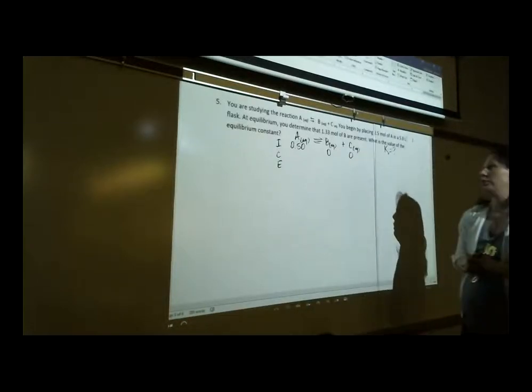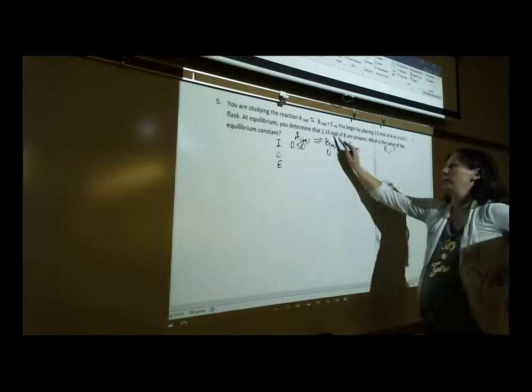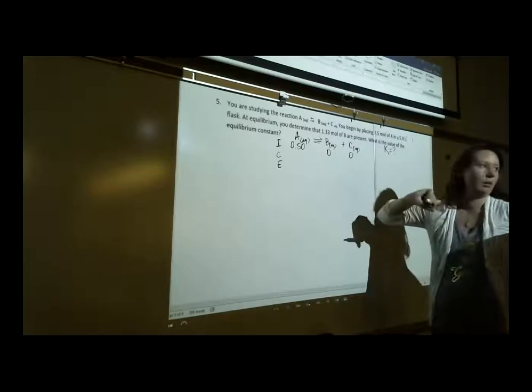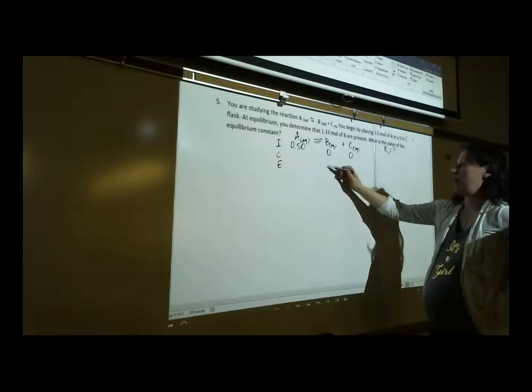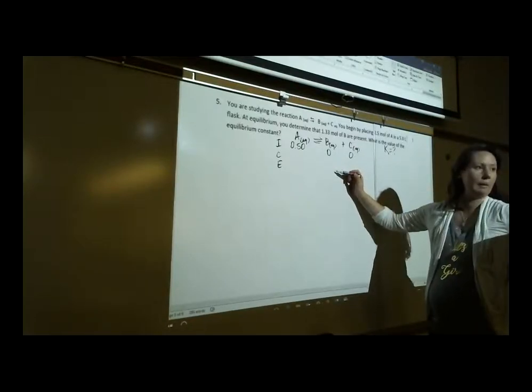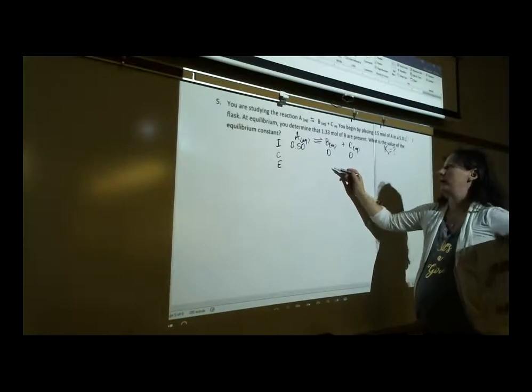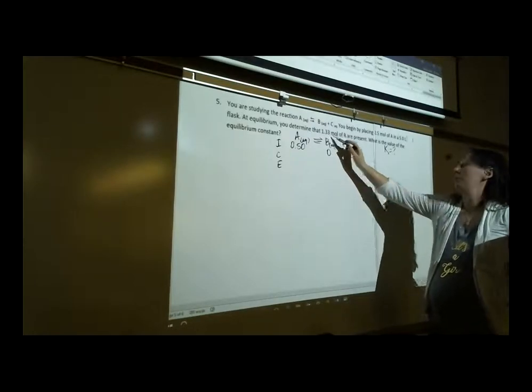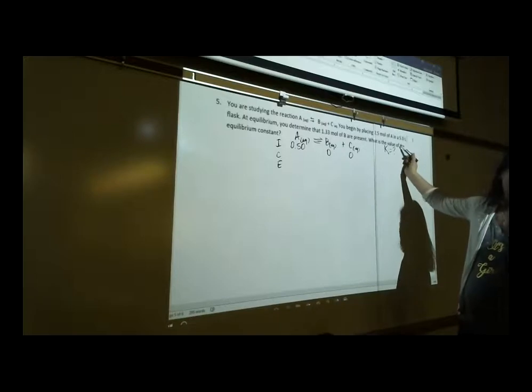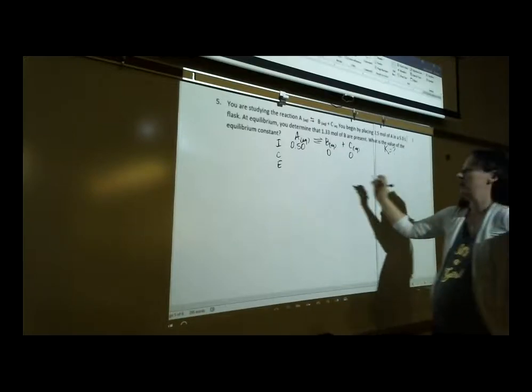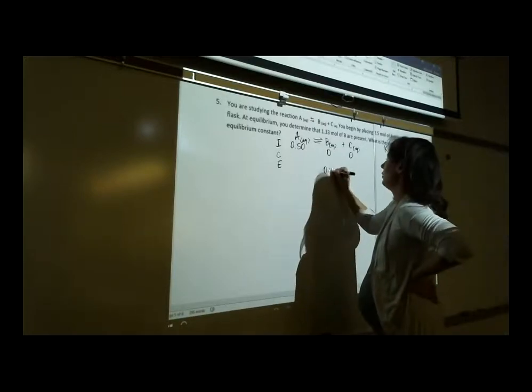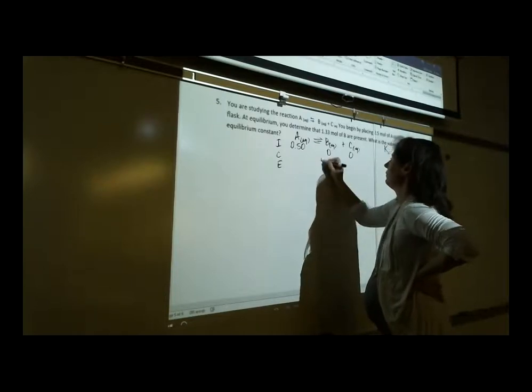At equilibrium, you determine that 1.33 moles of B are present. What is that going to do? Where does that show up in my ice table? At equilibrium, do I write 1.33? No, I don't. It's 1.33 divided by 5, right? Because it's moles over liters. So that's 0.266.